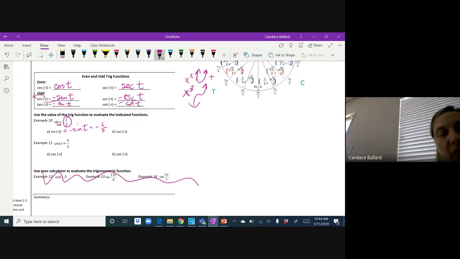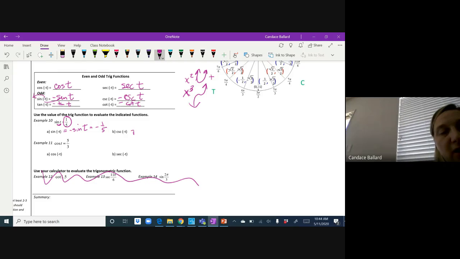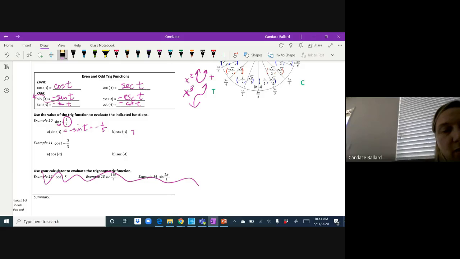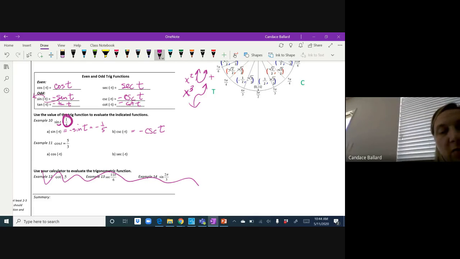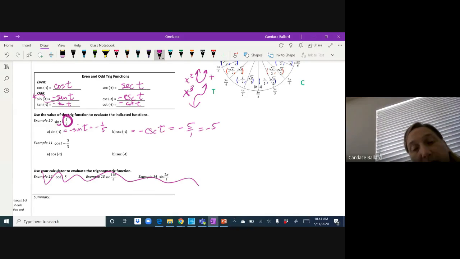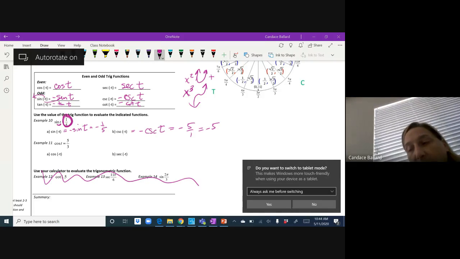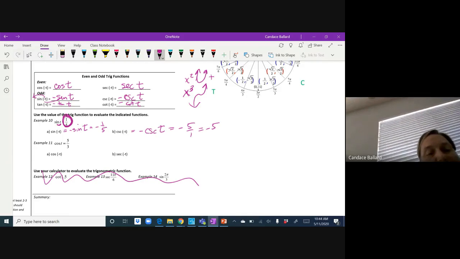Cosecant, again, I'm going to have that negative on the inside, and it's an odd function, so I pull it to the outside. So equals negative cosecant of t. I know that cosecant is the reciprocal of sine, so I'm going to draw the reciprocal of that. So it'd be negative 5/1. And it's up to you, I don't care about the over 1 in the denominator. That doesn't bother me, but you can write it as just negative 5.